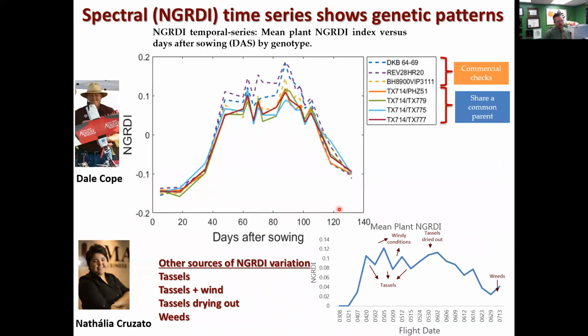Now, when we tried to look at what's actually going on here, on the x-axis is days after sowing, and on the y-axis is NGRDI. This is just a vegetation index. It's similar to NDVI, if you're familiar with that. What she saw was really interesting when we reduced it down to just a few varieties.